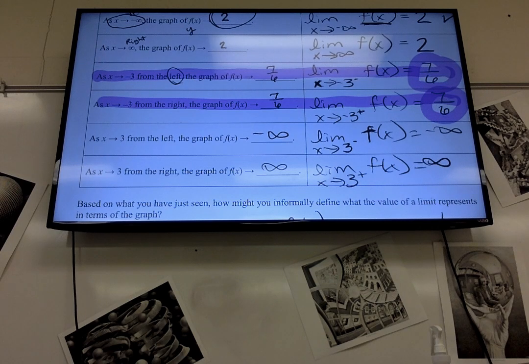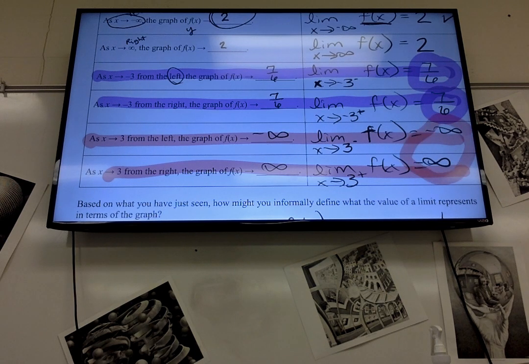So here's the problem. This one, if I tried to find the limit as x just approaches 3, it would be does not exist. As x approaches 3 from the left, it gives you negative infinity. And as I approach 3 from the right, it gives me positive infinity. But since those two things aren't the same, if I take away the plus and the minus there, the limit as x approaches 3 does not exist. We would put DNE. Excellent question.